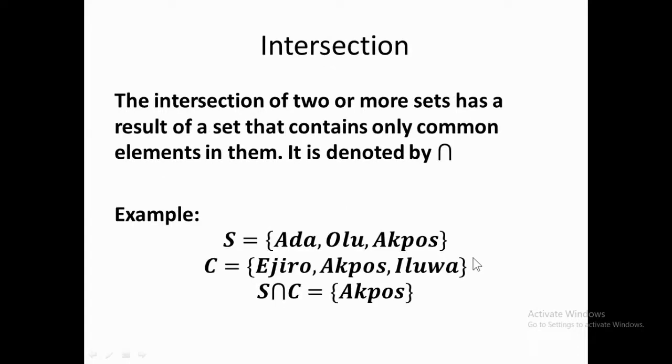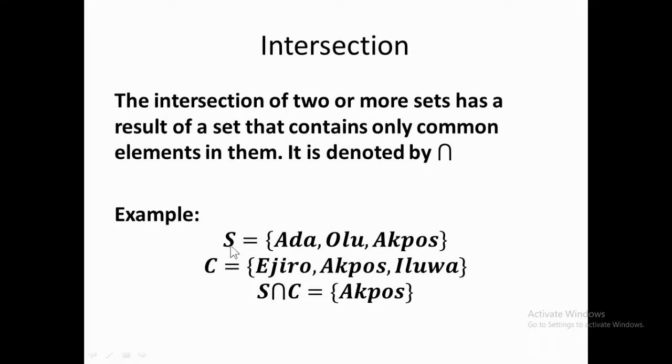You also have intersection. That means when you have two or more sets, you want to find the intersection between them. What is the common element between all the given sets? Intersection of two or more sets results in a set that contains only the common elements in those sets, and it is denoted by the elongated N.